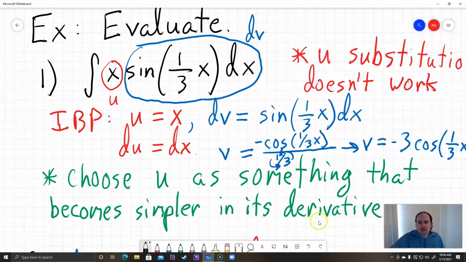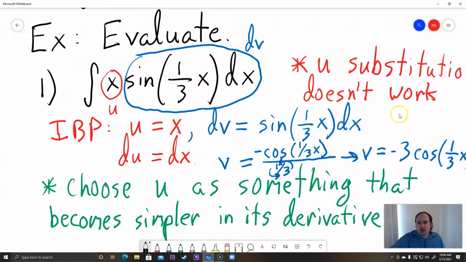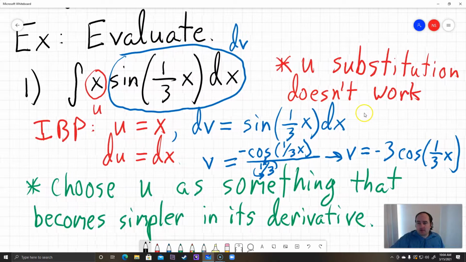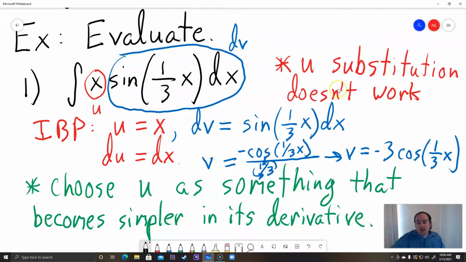So as you can see, integration by parts allowed us to do a problem where u substitution did not work. And a lot of the other advanced integration techniques that I taught you also would not work on this problem. Like, you can't really use a trig identity for x times sine of 1/3 x. There really aren't any that I know of. So integration by parts is pretty much the best way to do this problem.